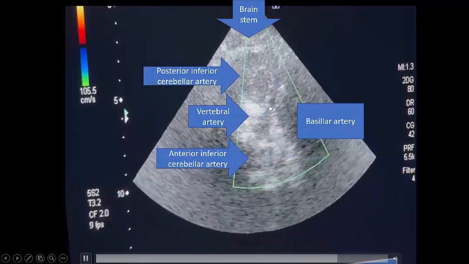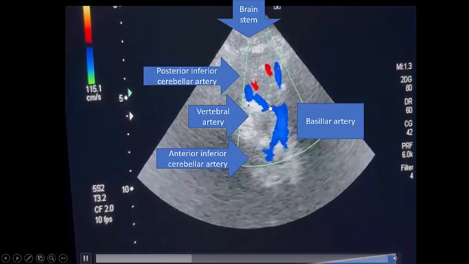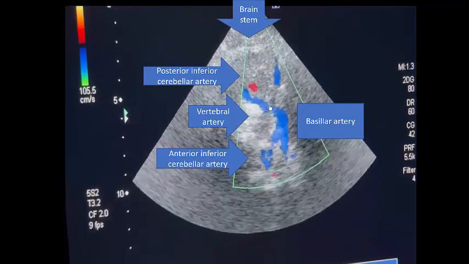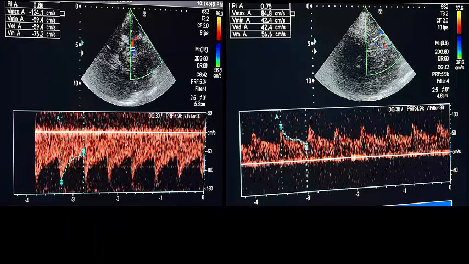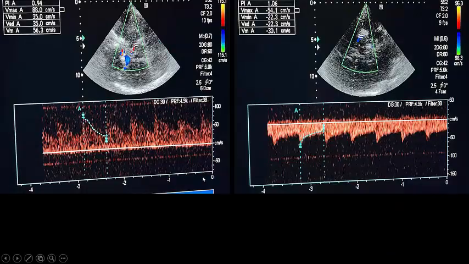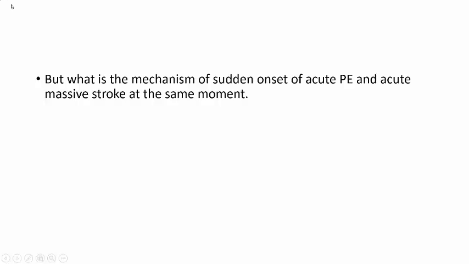Very good flow in the posterior circulation, but no flow in the left side middle cerebral and anterior cerebral artery. And very good flow on the right side. But what is the mechanism of sudden onset of acute pulmonary embolism and acute massive stroke at the same moment? It's a very unique event really. Pulmonary embolism happened with the acute stroke.